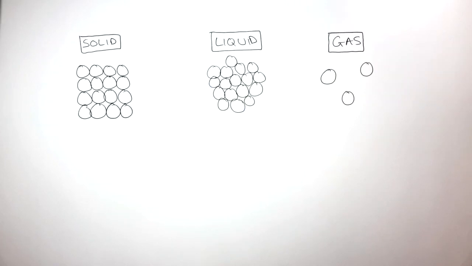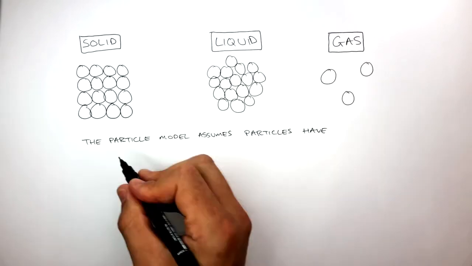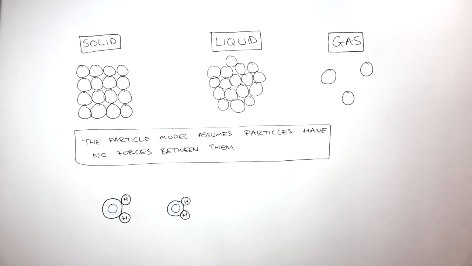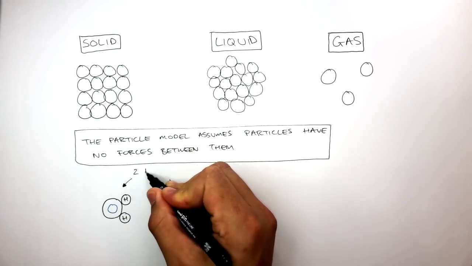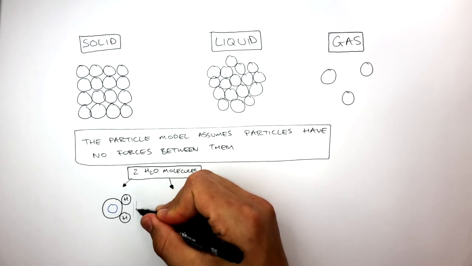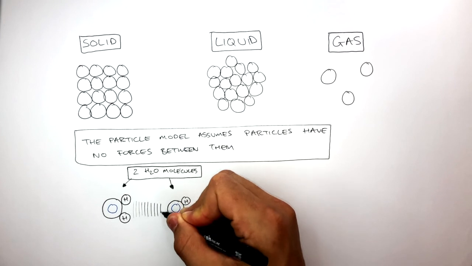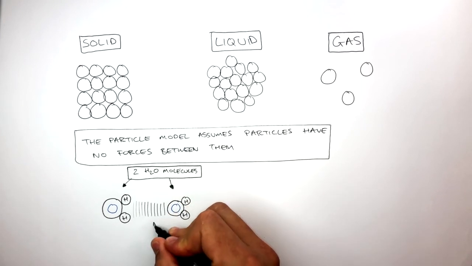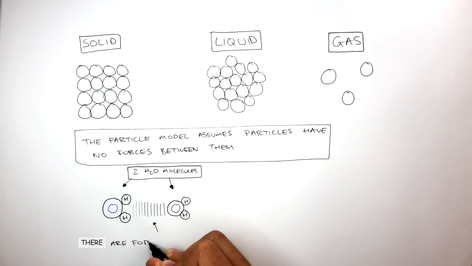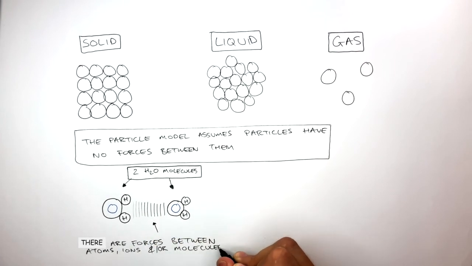The final limitation is the particle model assumes the particles have no forces between them. So here we have 2H2O molecules, which are 2 water molecules. These lines between the molecules represent forces between neighboring molecules. So these lines represent how there are forces between atoms, ions, and/or molecules.